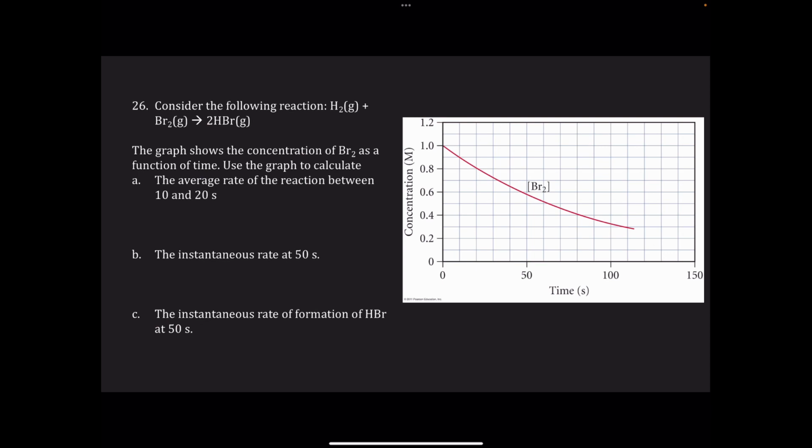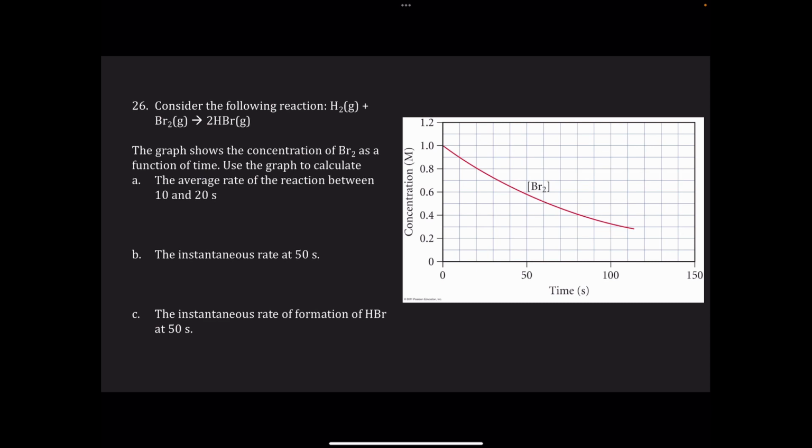So here we've got a graph. We've got the reaction of hydrogen with bromine to produce hydrogen bromide. In this particular scenario, we could have measured the bromine, and we are charting the change in bromine's concentration over time. And we're asked to use this graph to calculate, first of all, the average rate of the reaction between 10 and 20 seconds.